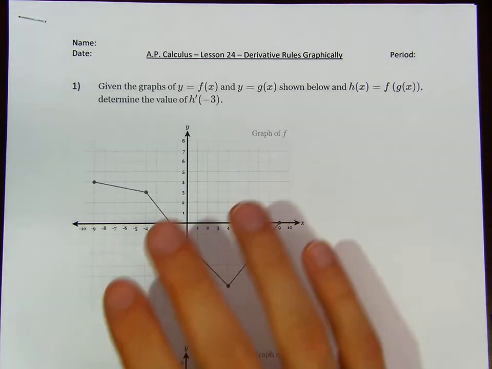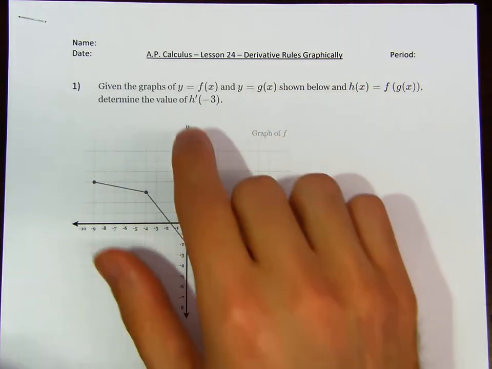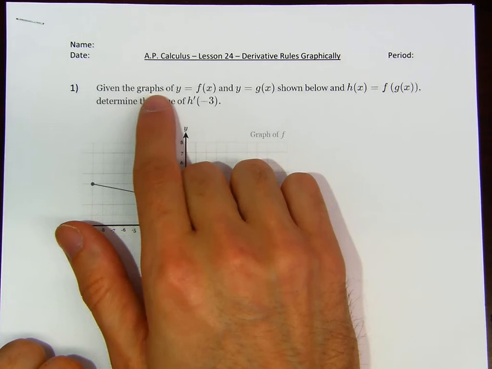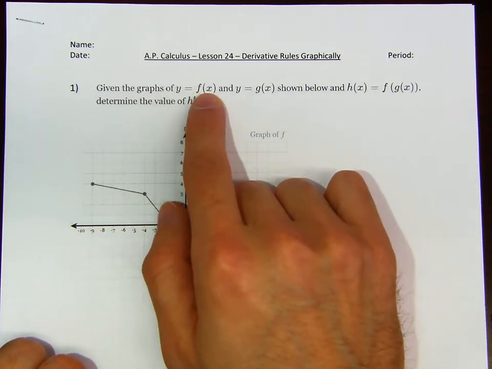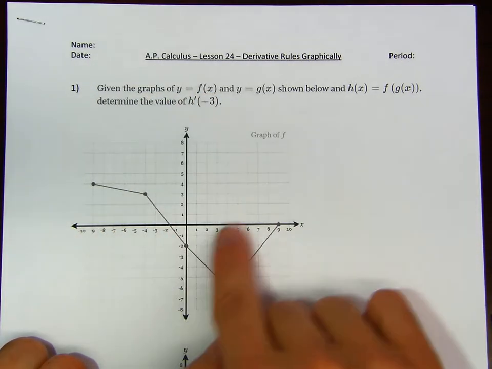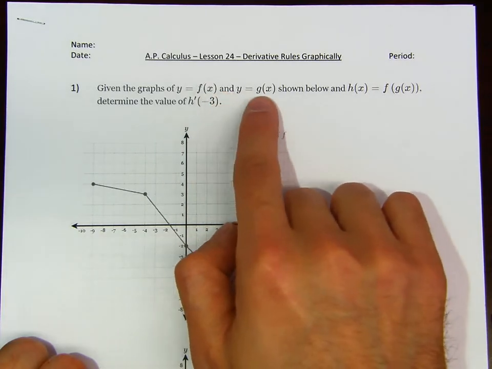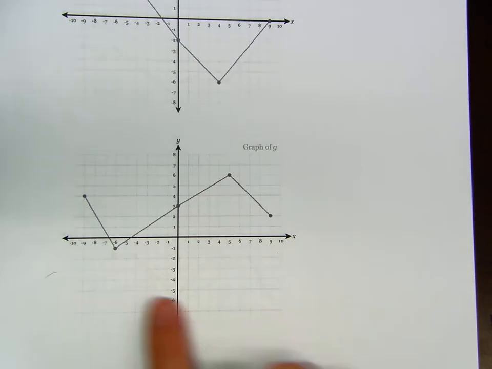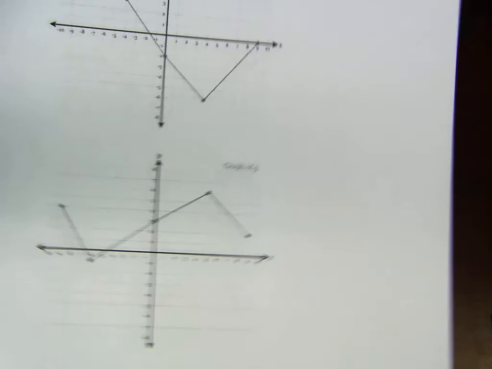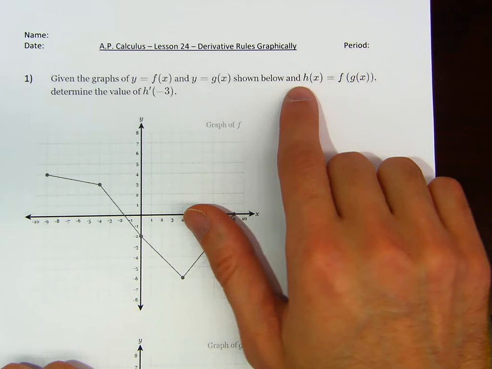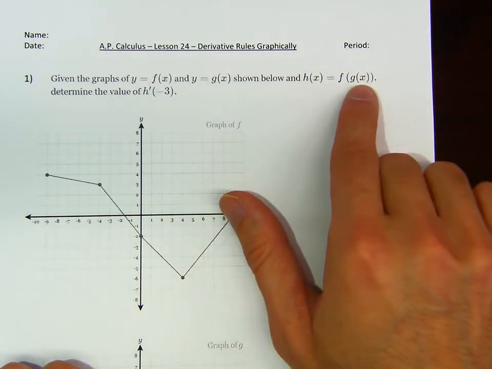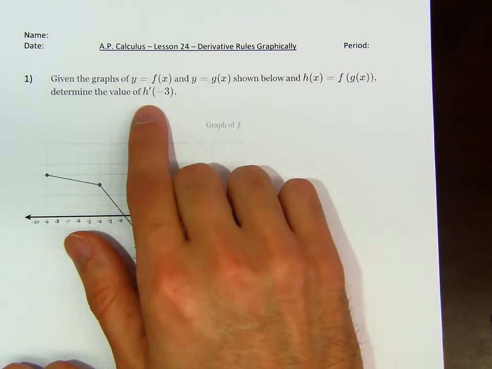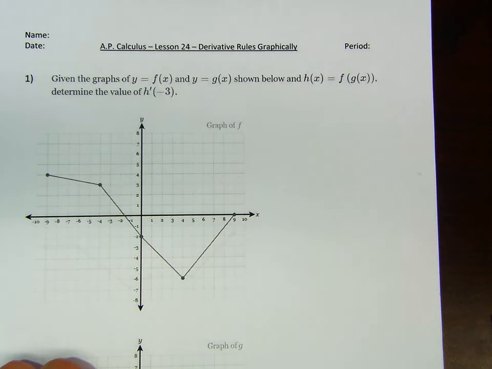So what will be the idea of this question? Let's read it together. It's saying, given the graphs of y equals f of x, this is the graph of f right here, and y equals g of x, this graph of g is right here, shown below, and h of x is equal to f of g of x. Determine the value of h prime of negative 3.